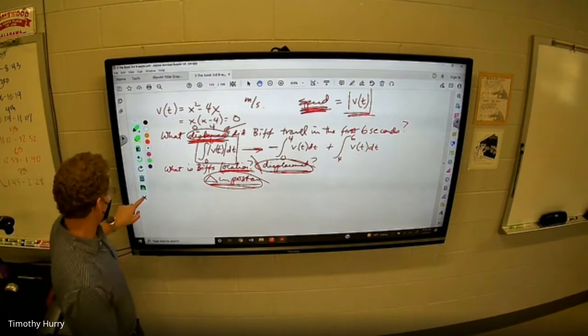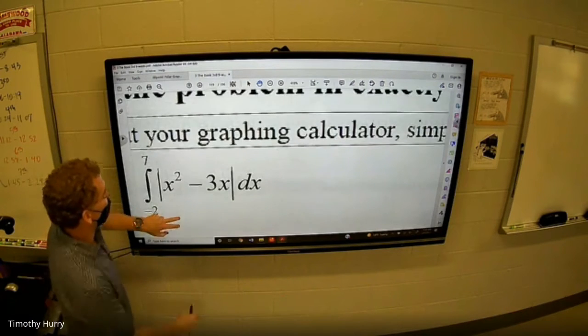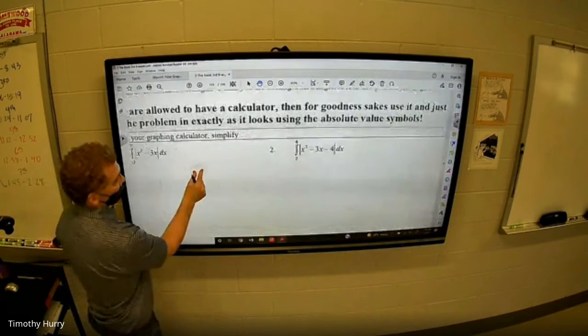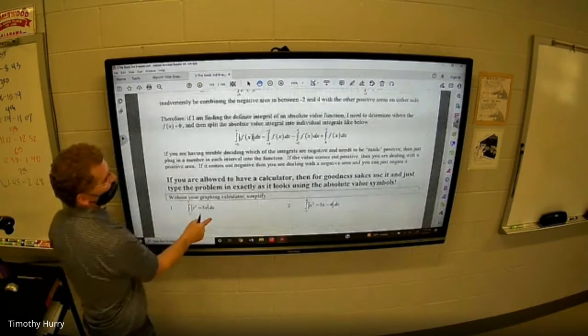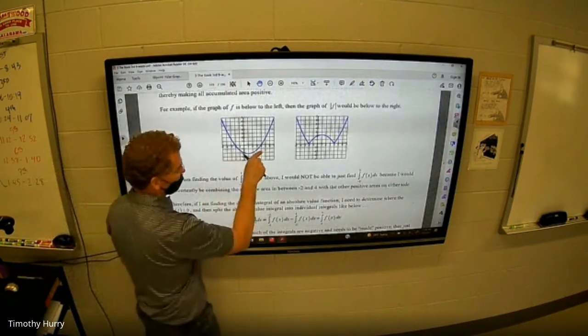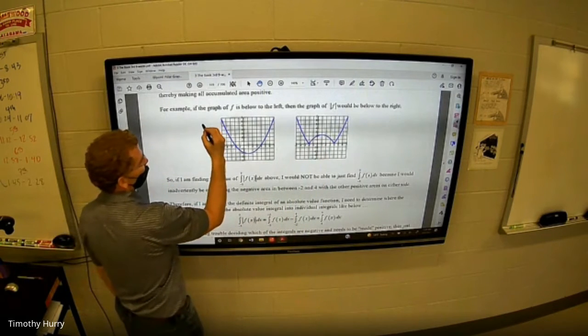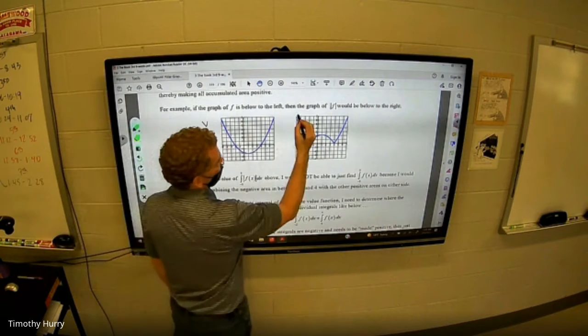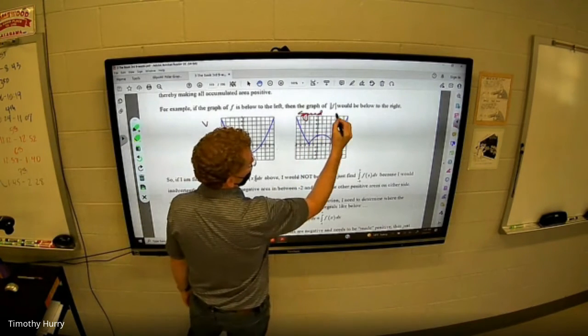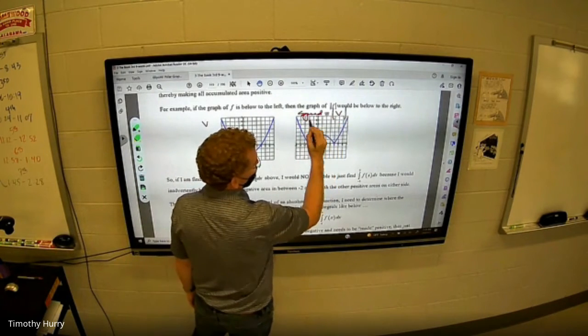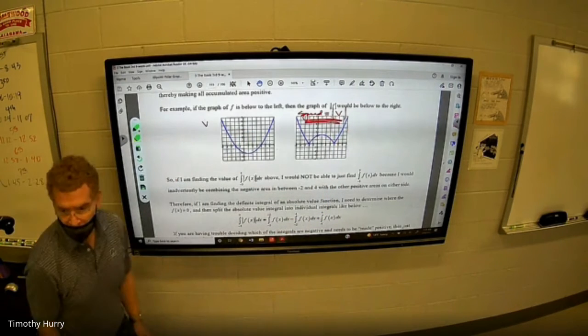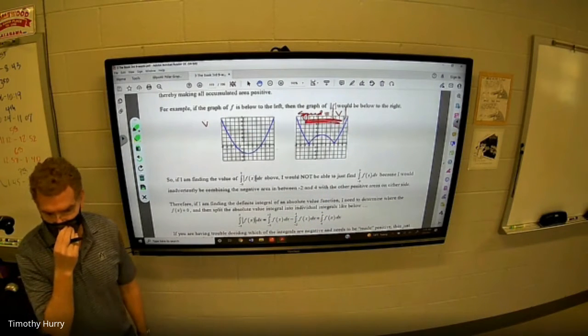And if they give you a picture like this and they ask you for area, then you better be taking that negative part and swinging it up. Because if this represents a velocity curve right here, then this would be a speed function, or an absolute value of velocity curve here. Are you with me on that so far?